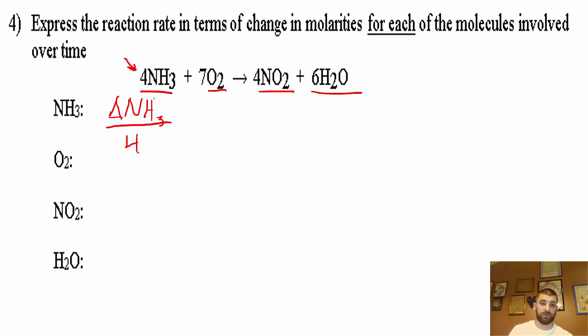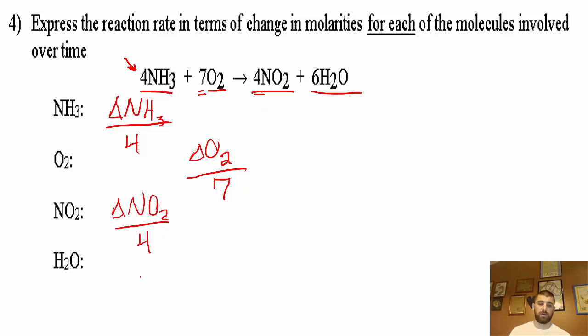So the reaction rate would just be 1/4 of that. For O2, it would be the change in O2 over 7 because the coefficient is 7. For NO2, again, it would be the change in NO2 over its coefficient of 4. And for H2O, again, it would be change in H2O over 6 because that is its coefficient.